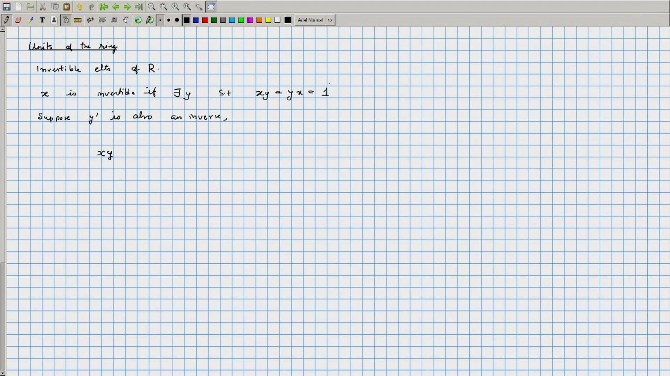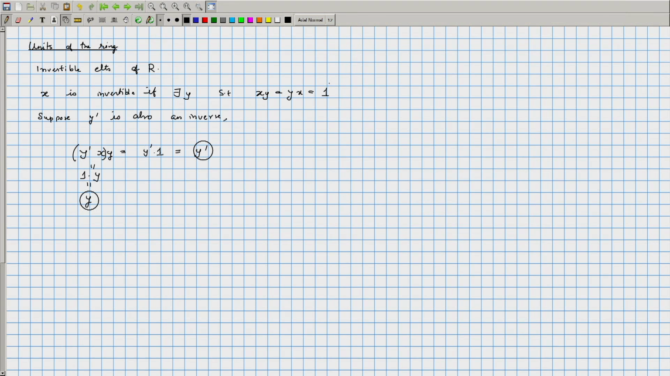So, if we consider xy equals 1 and multiply both sides of this equation with y prime, okay, so y prime into 1, this is equal to y prime, and we can use associativity here and say that y prime times x, that is going to be identity because y prime was an inverse. So, this will be 1 into y, and that is going to be equal to y, because 1 is the identity, identity multiplied by any element gives you the element itself. So, this would imply that y is equal to y prime. So, if an element is invertible, its inverse is unique.